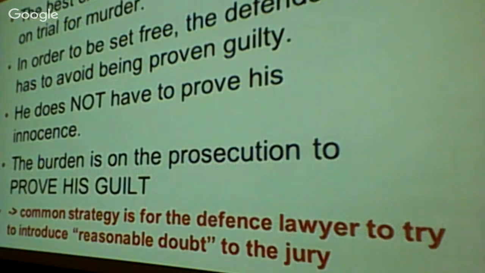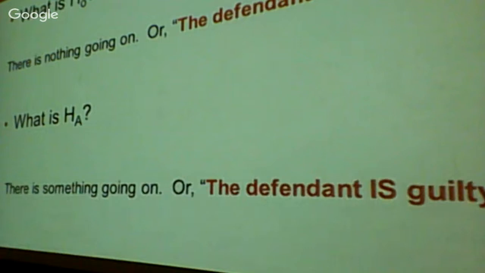Okay, so let's go back to the courtroom. So someone's on trial for murder. In order to be set free, they have to avoid being proven guilty. He doesn't have to prove innocence. He doesn't have to prove absolutely the two groups are equivalent. I just have to prove that I'm not guilty. All right, so what's H sub 0 here? Well, nothing's going on. The defendant is not guilty. H sub A is something's going on. The defendant is likely guilty. Okay, so that's what we're testing here.